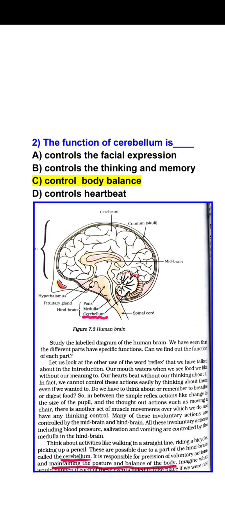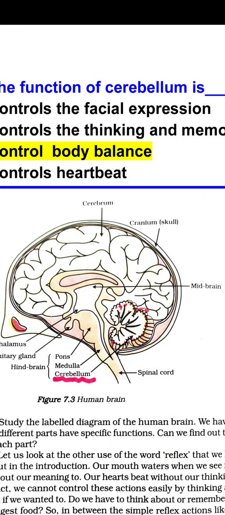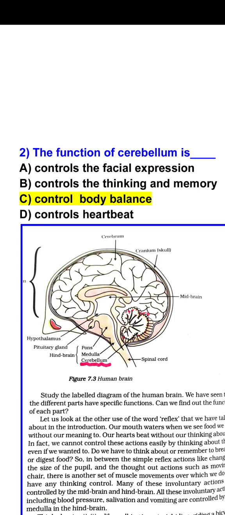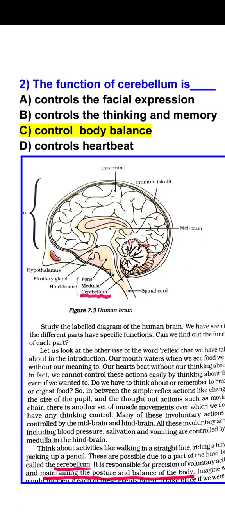And if the drawing is given, there may be the direct name of the parts which will be asked for labeling. But if it is so, it is easy. But otherwise, they may give the function of a particular part and ask you to label that part. So let us take the question in that way. Now, controlling body balance is the correct answer for cerebellum.